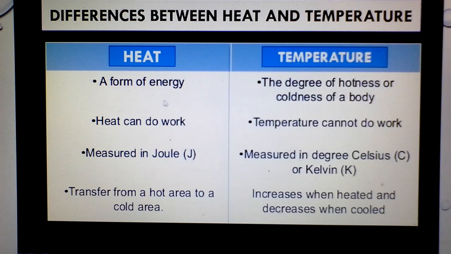Heat can do work, but temperature cannot do work. Heat is measured in joules, and temperature is measured in degrees Celsius or Kelvin. Heat is transferred from a hot area to a cold area, or from a hot object to a cold object, and at the same time also from cold to hot, but at a slower rate. Okay? Temperature increases when heated and decreases when cooled. So these are the differences between heat and temperature.